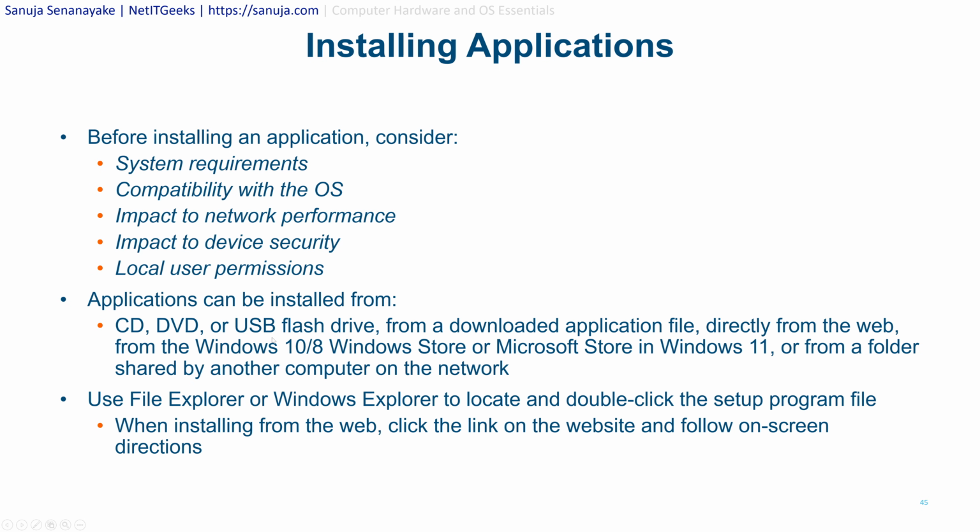You can use a CD, DVD, USB flash drive, download the application directly from a manufacturer's website, or you can go to the Microsoft Store or the Windows Store to download it. Use File Explorer or Windows Explorer depending on the operating system you have. Again, Microsoft rebranding things here. And double click the setup program file. When installing from the web, click the link on the website, follow the on-screen directions, and you will need administrative privileges to install these programs when you do that. So keep that in mind.